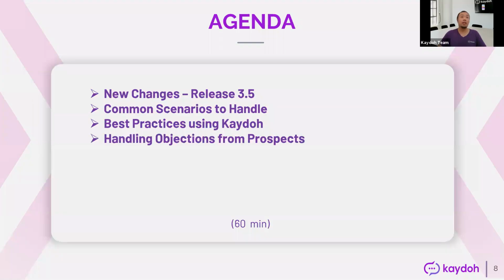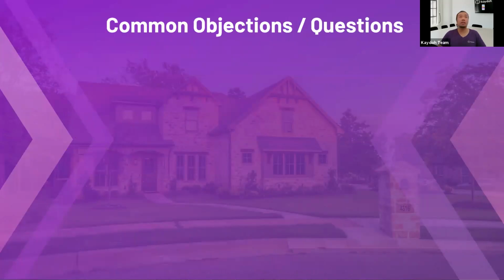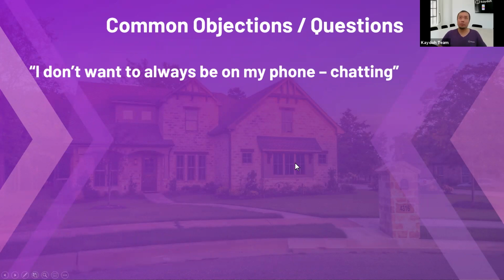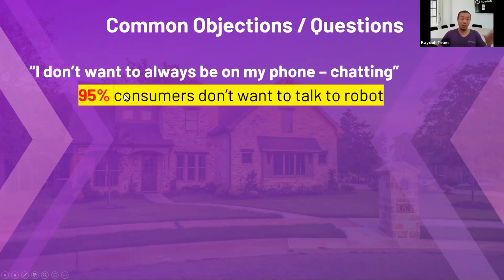Okay, so let's move on to quickly going over the objections. A common issue that's brought up is, I don't want to be on my phone all the time. If I have Kaydoh, does that mean I have to be always chatting with people? The reality is there's no automation in place, and your consumers don't even want that. 95% of consumers don't even want to talk to a robot. This is one of the primary reasons we don't offer that type of automation. There's a lot of opportunity for mistakes, and you have your own way of speaking.